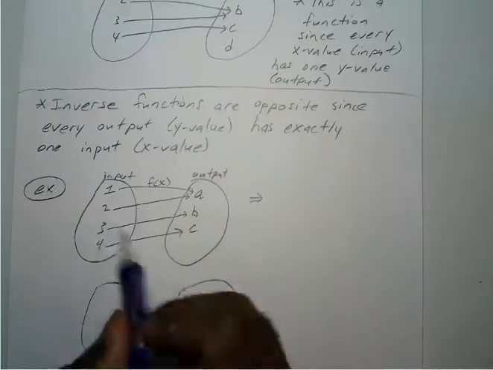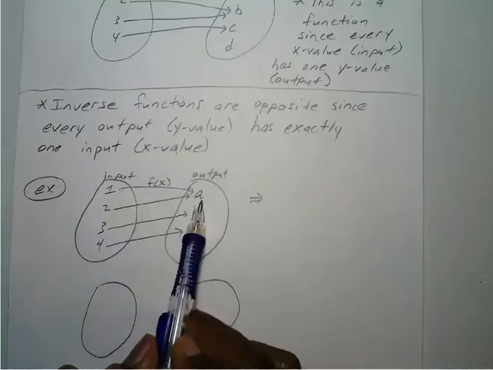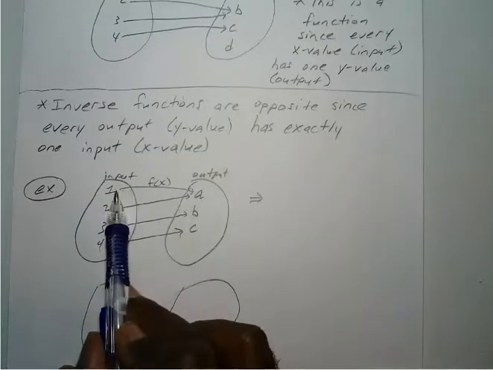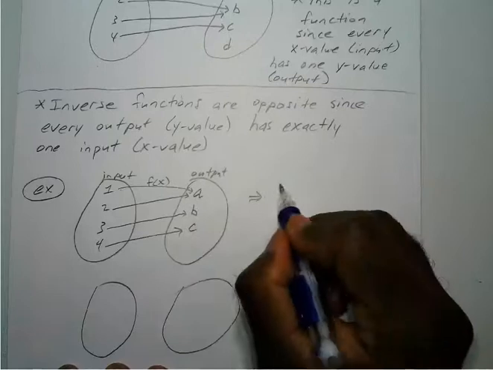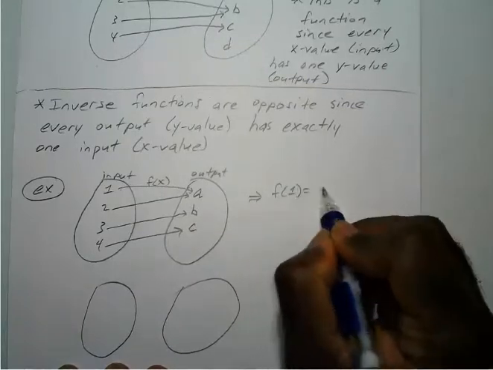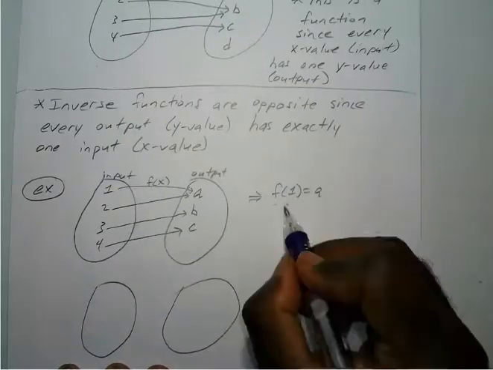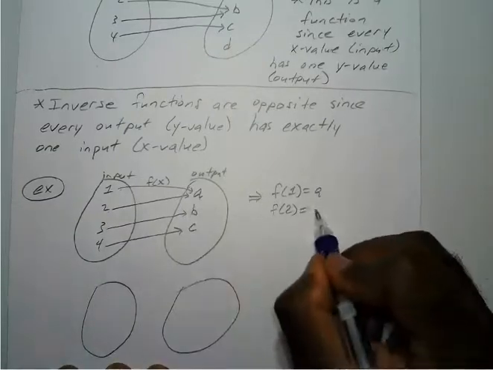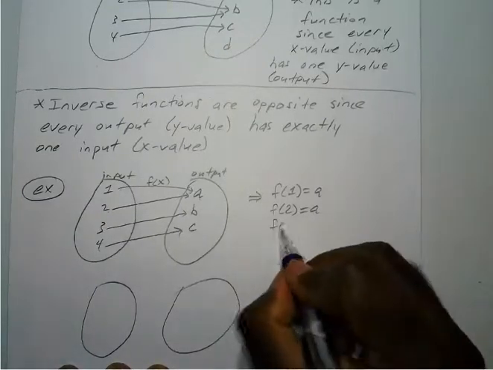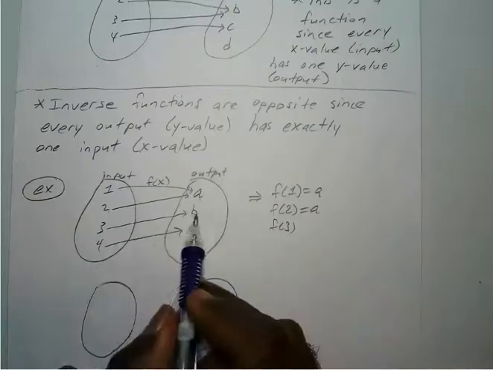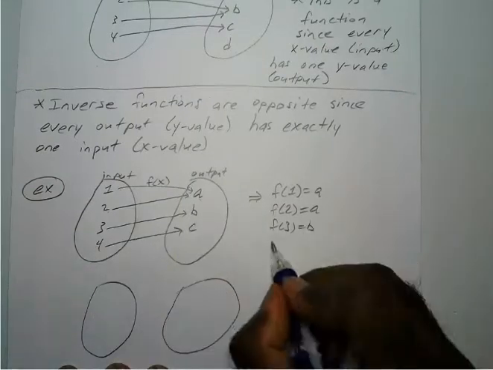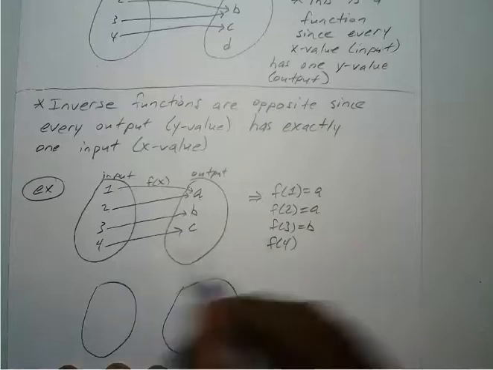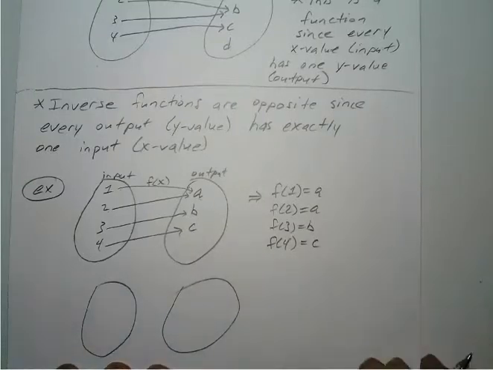Each of these arrows is a function. So you have f of 1 is equal to A, f of 2 is equal to A, f of 3 is equal to B, and f of 4 is equal to C.